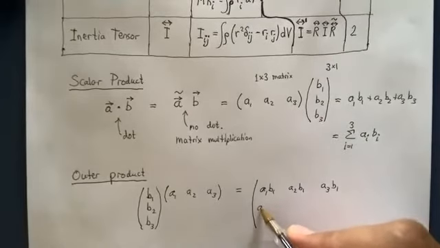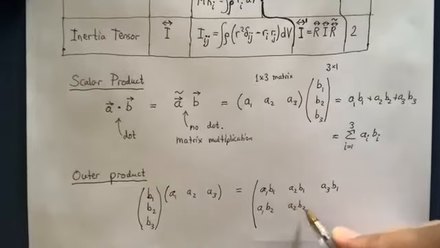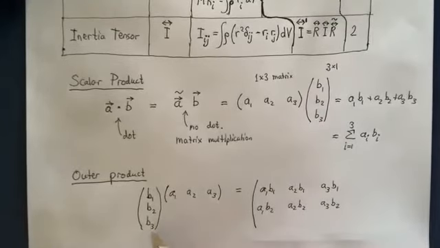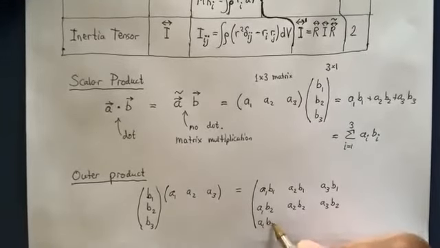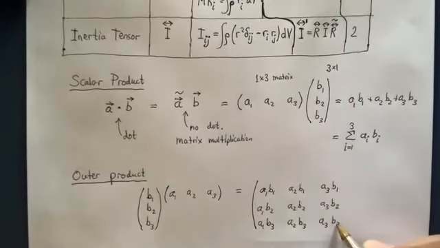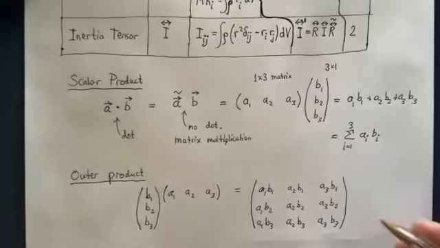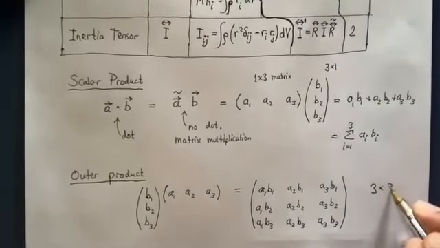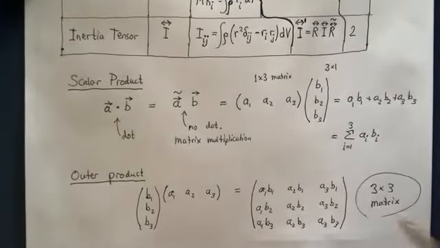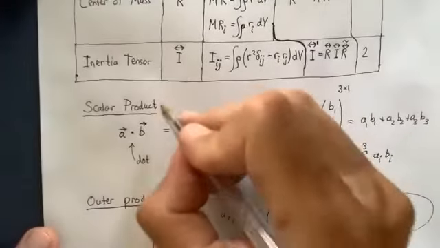So now we got the A1, B2, A2, B2, and A3, B2. And then finally we got the B3 here, so A1, B3, A2, B3, A3, B3. Okay, we have a nice square matrix. It's a 3 by 3 matrix. Wonderful answer.